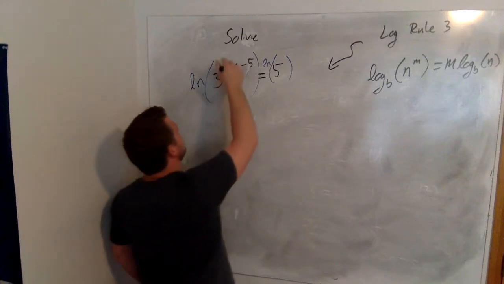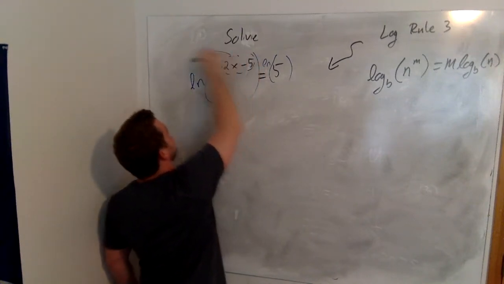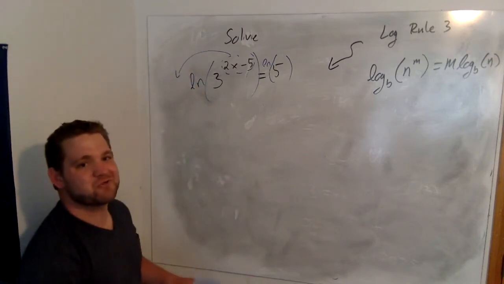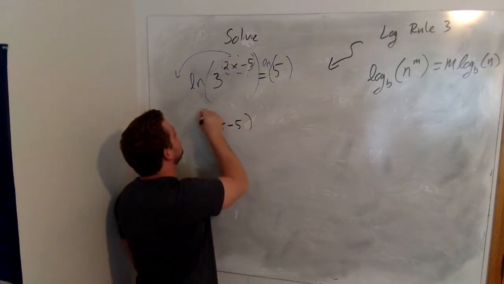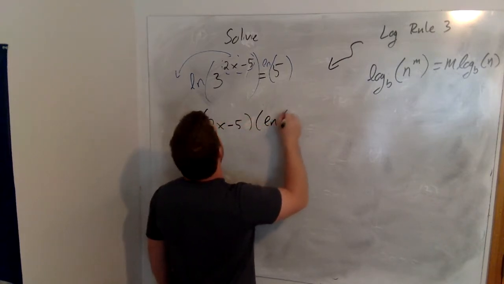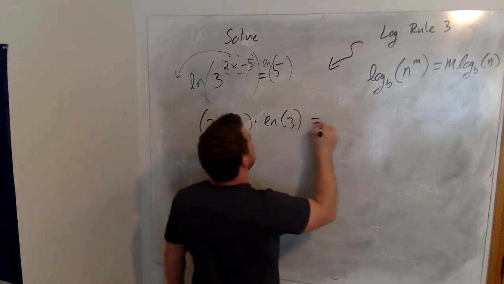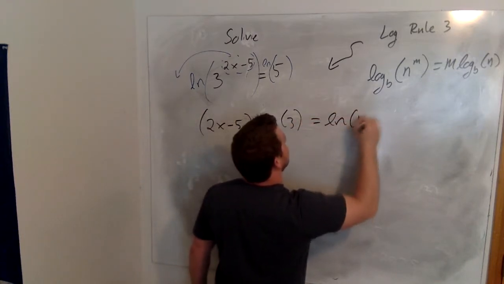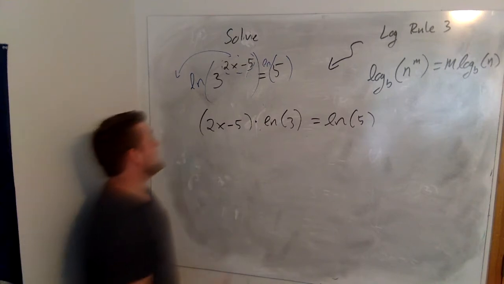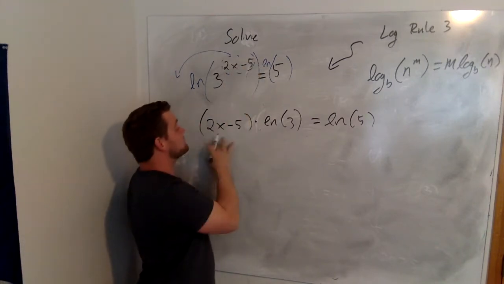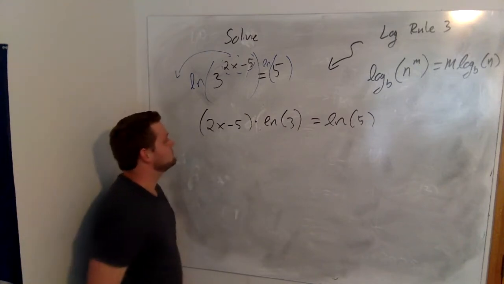And now what we can do is move this 2x minus 5 out front. So we have 2x minus 5 times the natural log of 3 equals the natural log of 5. This is great. Now that I can get this x out of the exponent, this is an equation we can solve. We want to solve for x here.